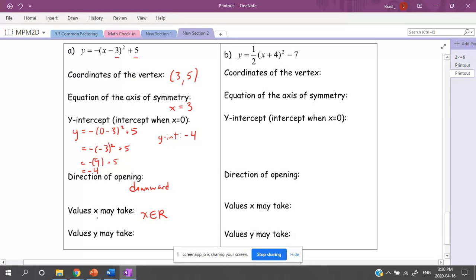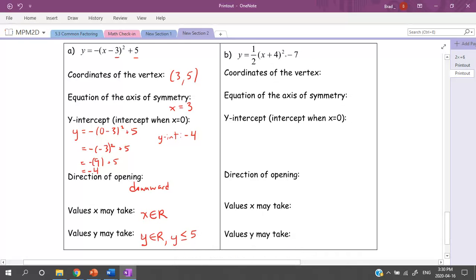So another way of saying this is that y could be any real number such that y is less than or equal to 5. So y could be any number you can imagine, any real number, as long as it's less than or equal to 5. And I don't actually have to graph that to see it. I can just pull that y value out of the vertex, and that will tell me the maximum or the minimum. Let's do one more real quick, and that'll be it for today.